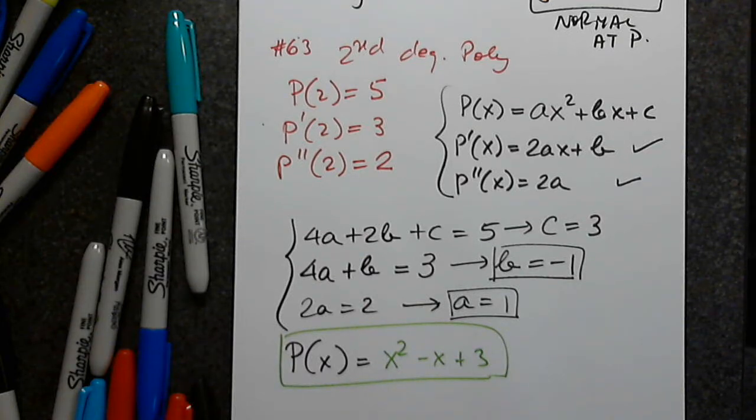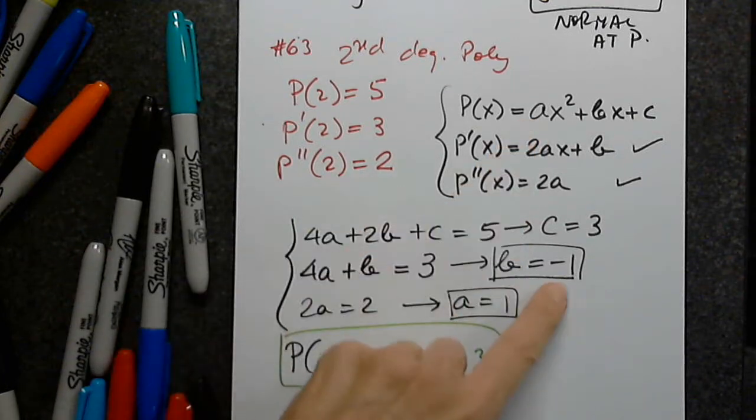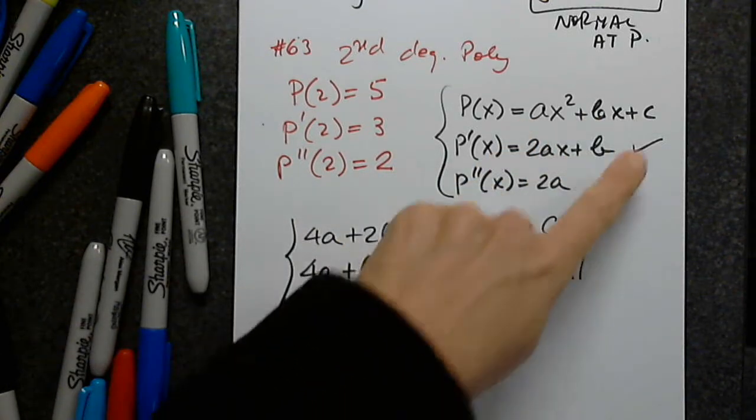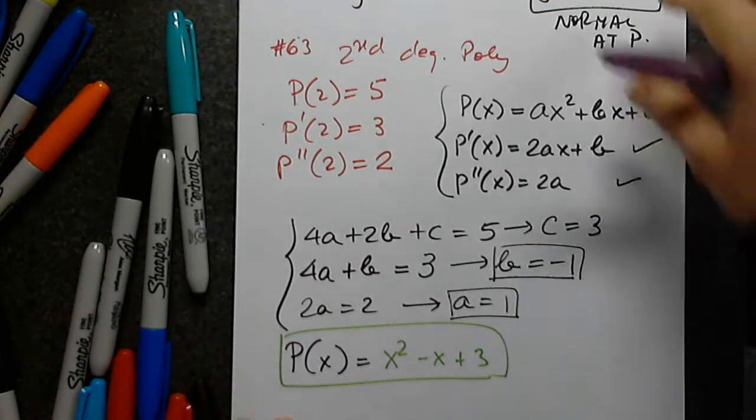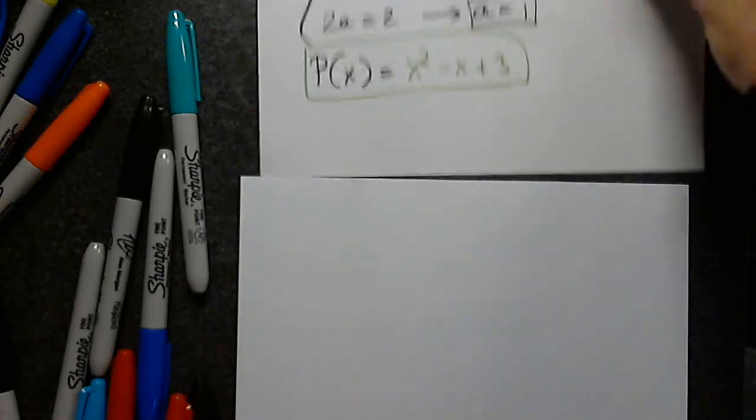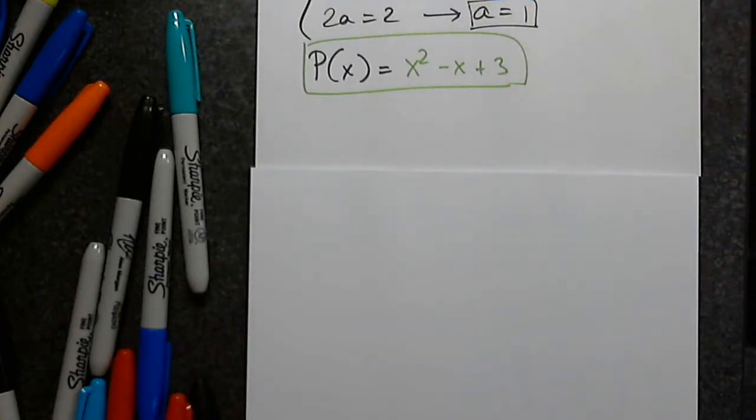What was it? I'm sorry. I replaced A by 1, I replaced B by -1, and I replaced C by 3. Oh, okay. Any questions? Okay, so let's look at one more problem and then we continue.